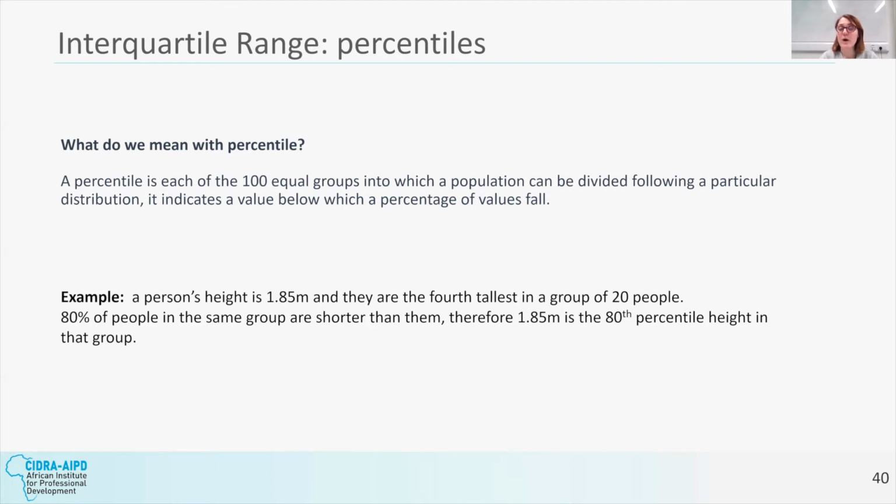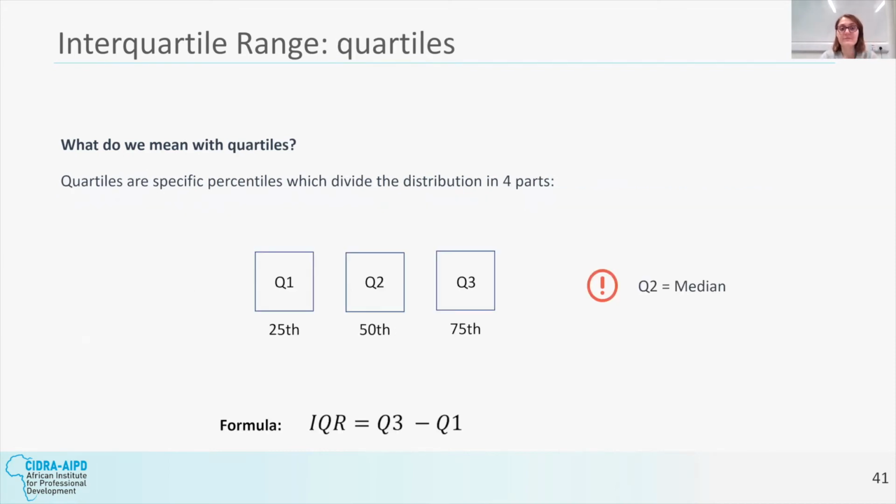So let's go back to our group of students. In this case, we are interested in their height. We know that one of our students is 1.85 meters tall. So they will be the fourth tallest in a group of 20 people. This means that 80% of the students in the group will be less tall than them. So 1.85 will represent the 80th percentile.